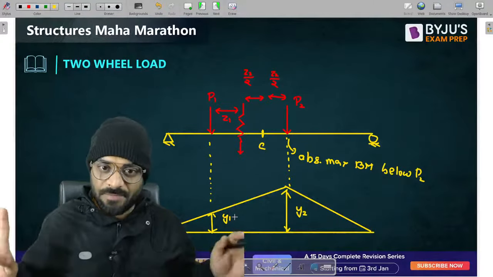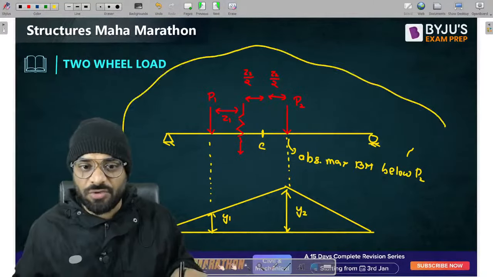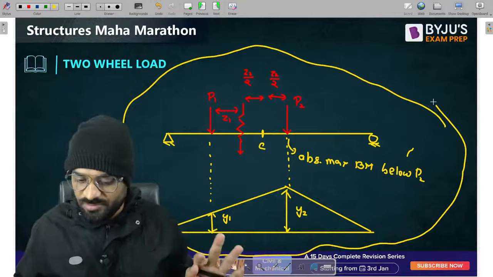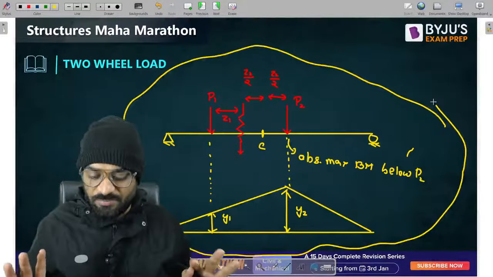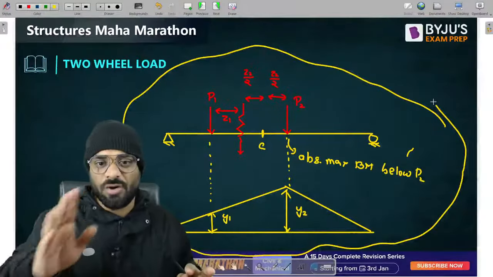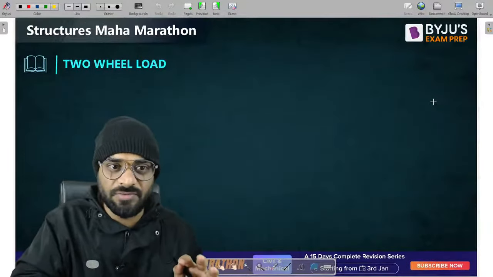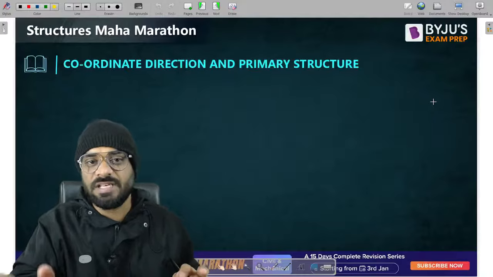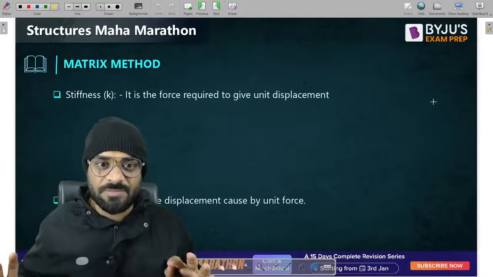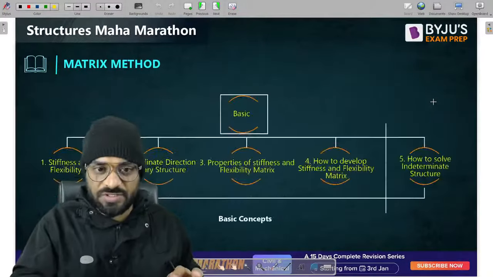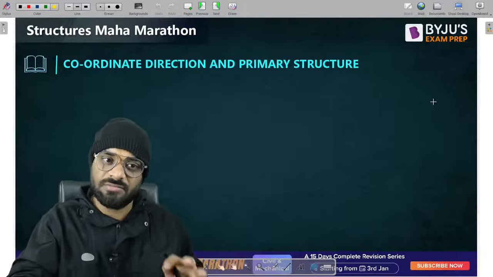Done. So this is the most important case which you have to remember. Now I think all of you know how to find the ordinate, how to calculate it. Last thing, guys, which we want to discuss over here is the matrix method. So in the matrix method, I will tell you certain things which are very, very important, and then we will close it.